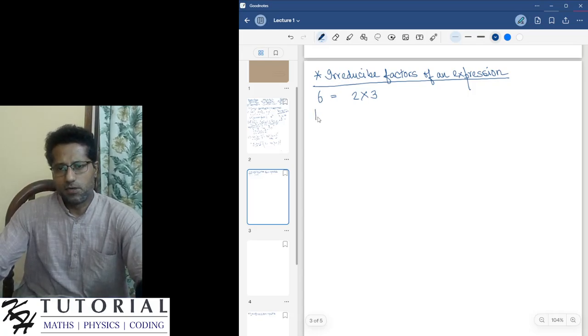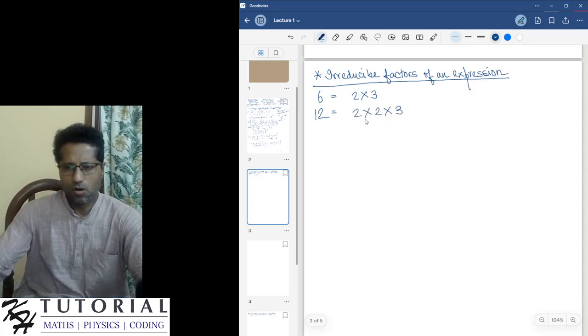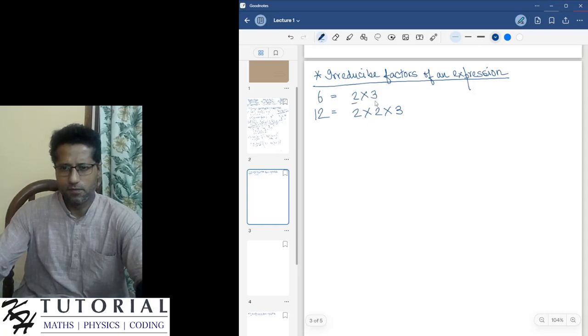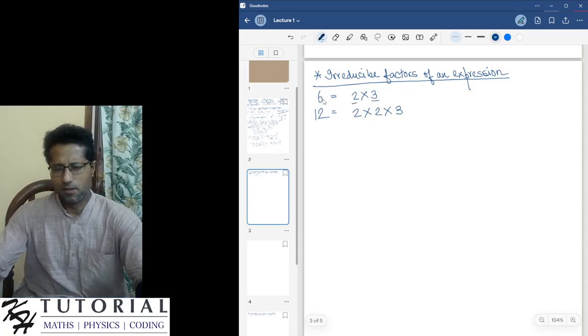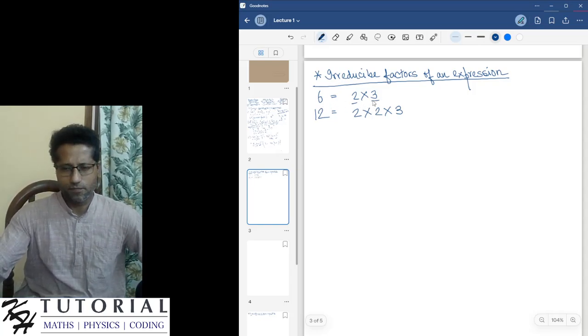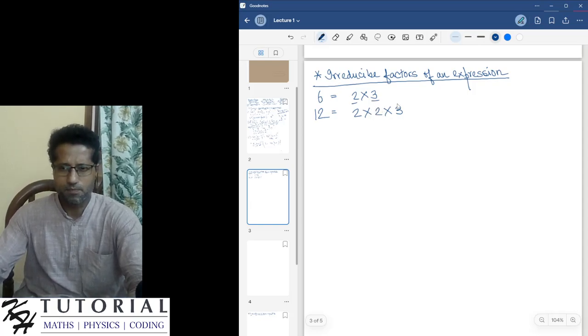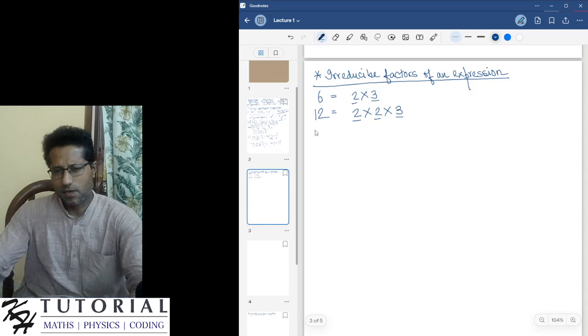Similarly, let's say 12, the prime factorization is 2 into 2 into 3. So these are the individual factors. In the prime factorization of 6, 2 and 3 are the individual factors, and they are prime numbers. For natural numbers, the individual factors are prime numbers. For 12, it was 2, 2 and 3.